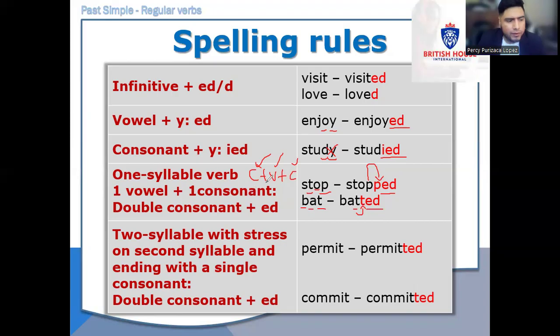So this rule is called the consonant vowel consonant rule. It's one of my favorite rules because you can apply it not only in past simple, you can apply it in superlatives, comparatives, and also in other topics related to grammar. So it's a very useful rule. The other rule is very interesting.